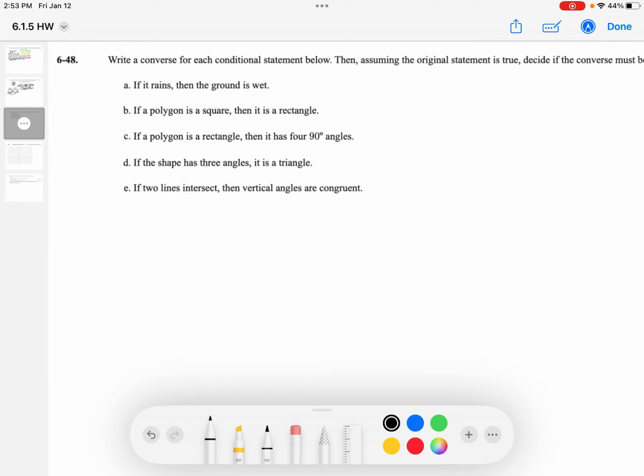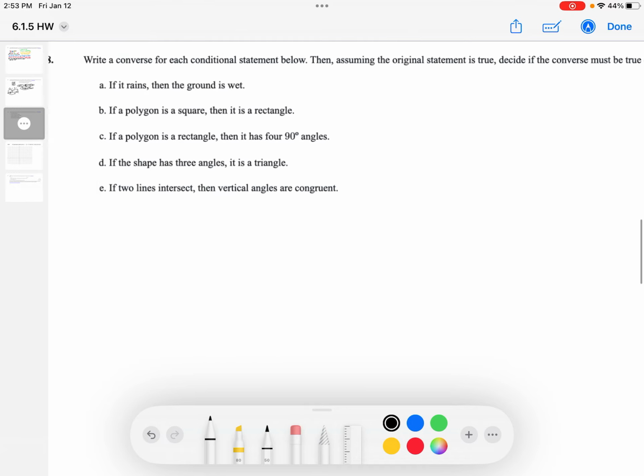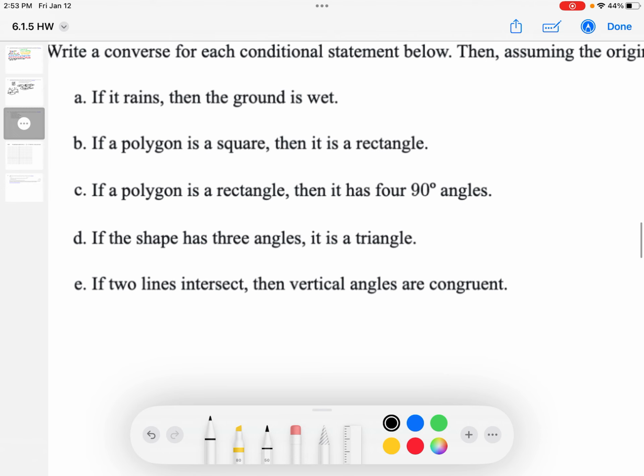All right, so let's look at problem 48. Write a converse for each conditional statement below. Then, assuming the original statement is true, decide if the converse must be true or not. Okay, so let's zoom in here. So the first one, remember, for finding converses, we are going to just swap the two clauses in the if-then statements, and we're going to say if the ground is wet, then it rained.